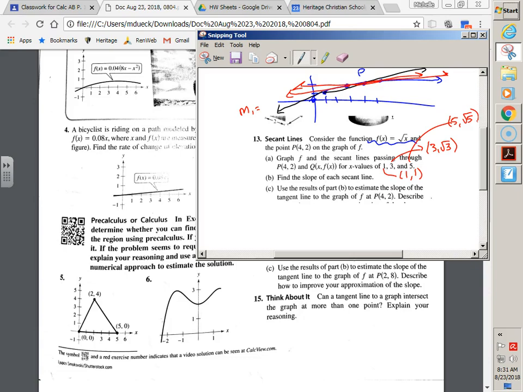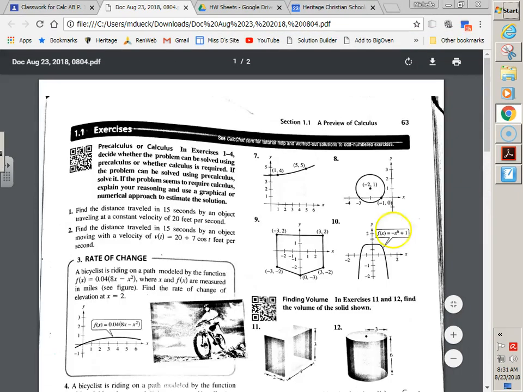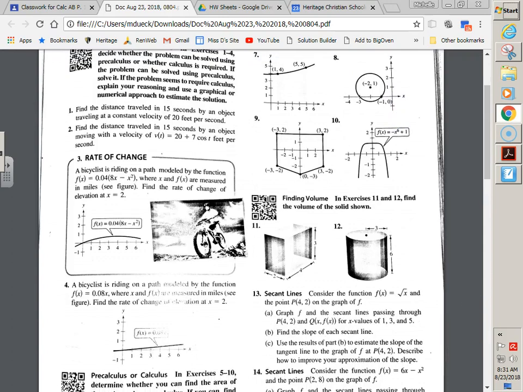Okay. And last but not least, number 2. So Rebecca, did it make sense that cosine goes in between -1 and 1?